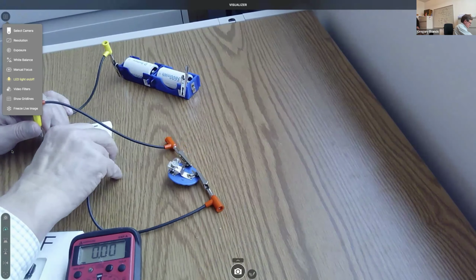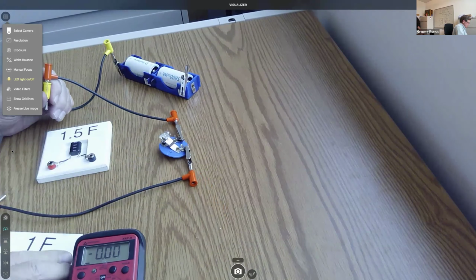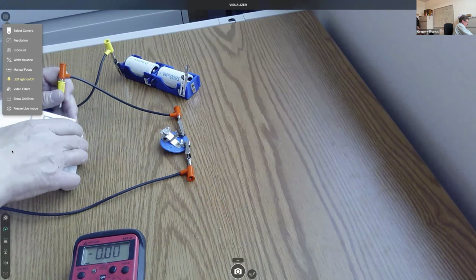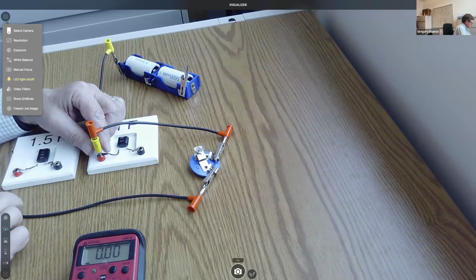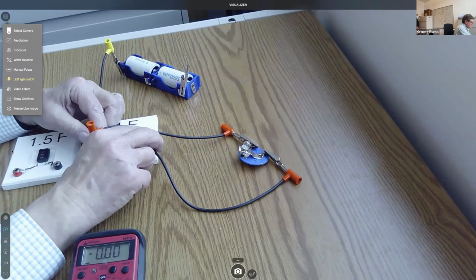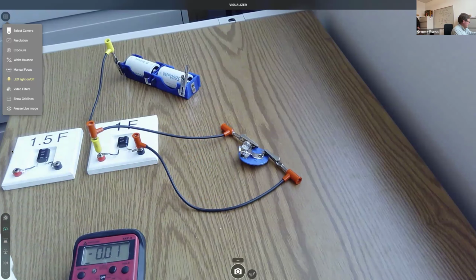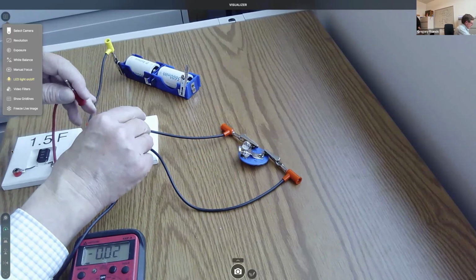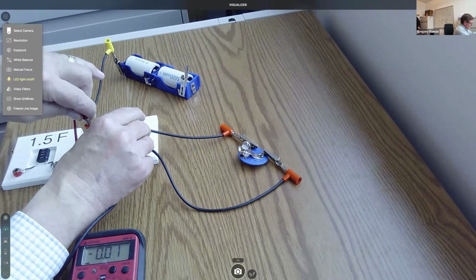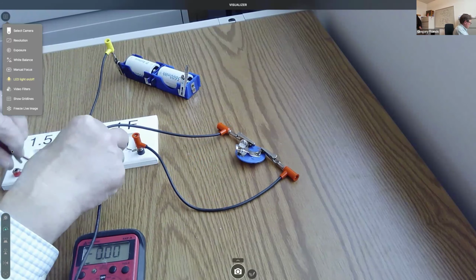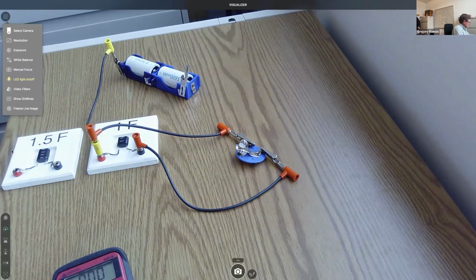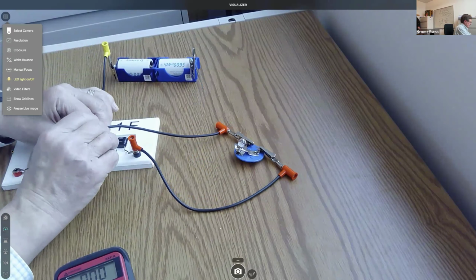Okay, now we're going to discharge this capacitor. And it looks like it's already discharged. Yep. Okay. So now we've got our capacitors discharged.